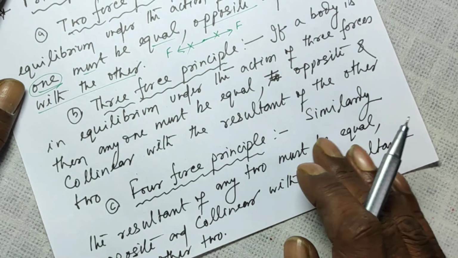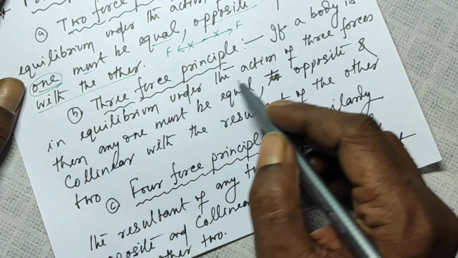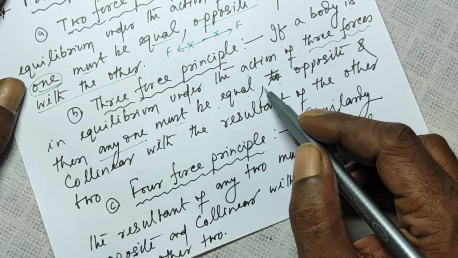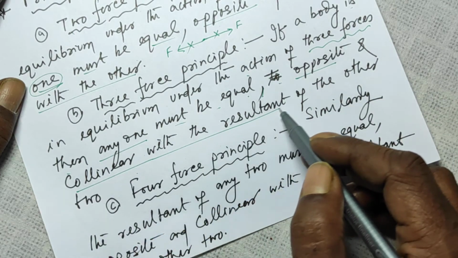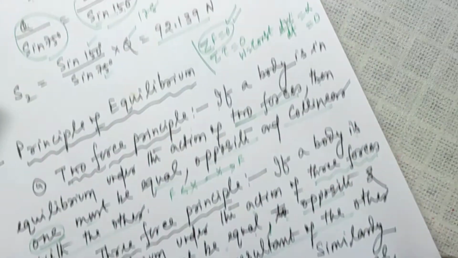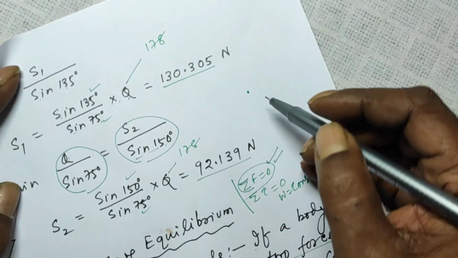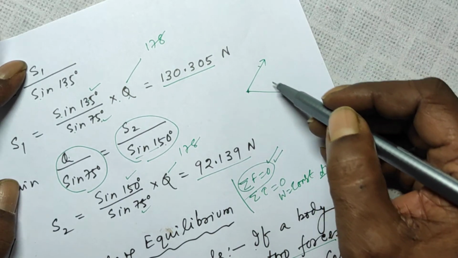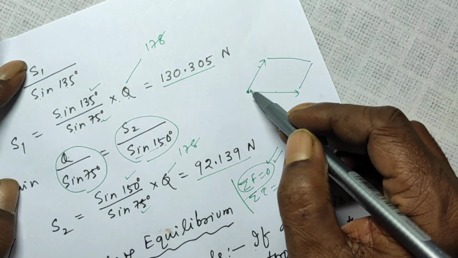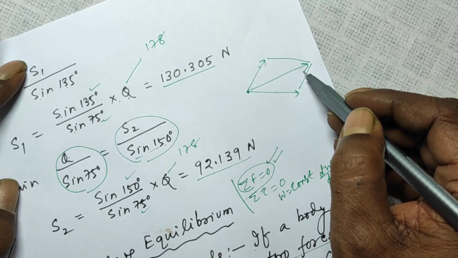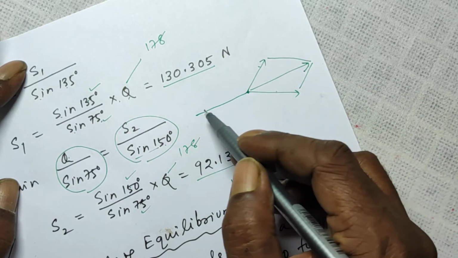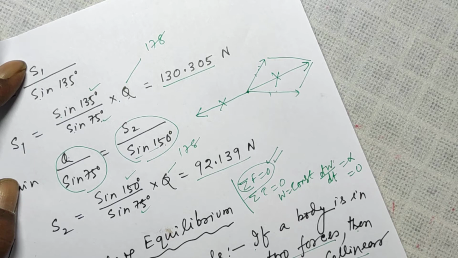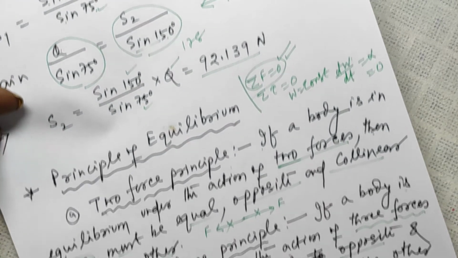Now, similarly, the three-force principle. If a body is in equilibrium under the action of three forces, then any one must be equal, opposite, and collinear with the resultant of the other two. What do you mean by this? Suppose there are three forces. This is a body. Three forces are acting, one to this side, one to this side. Then the resultant of these two, that is this one, must be equal, opposite, and collinear with the third one. Then this will cancel with the resultant of these two. So net F will be equal to 0.